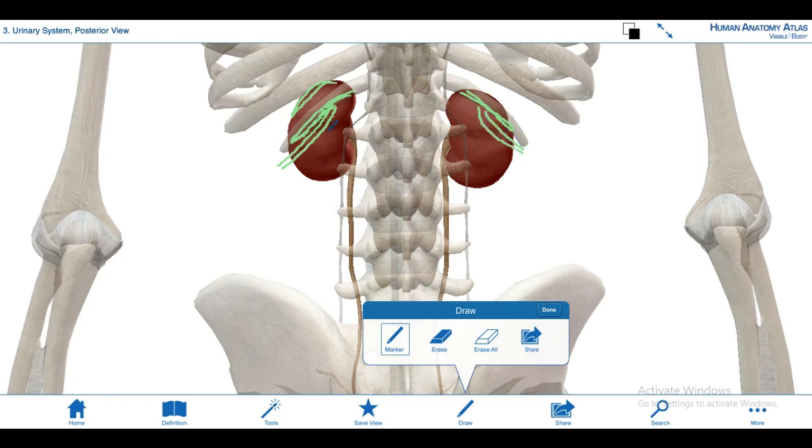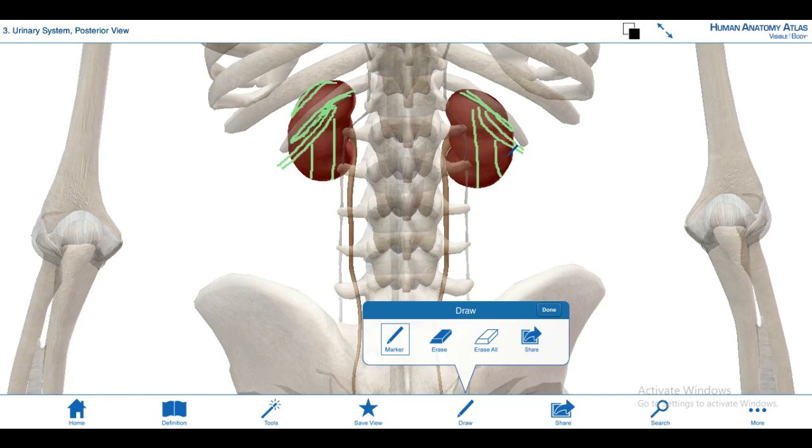Okay, and in this area there are three muscles from medial to lateral. One is psoas major, another one is quadratus lumborum, and laterally here the transversus abdominis muscle. Here also there are three muscles. One is psoas major, in the middle there is quadratus lumborum, and laterally the transversus abdominis muscle.